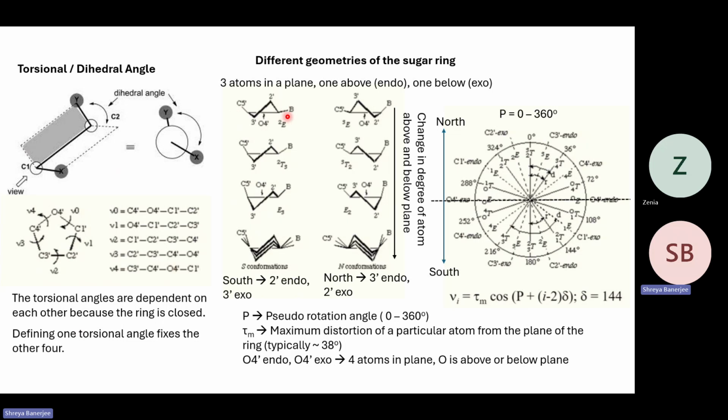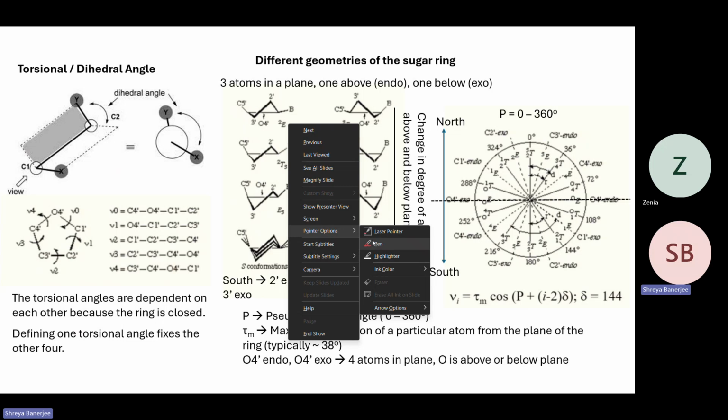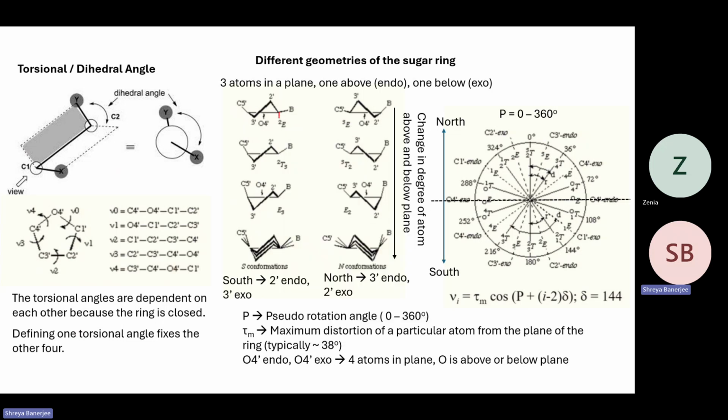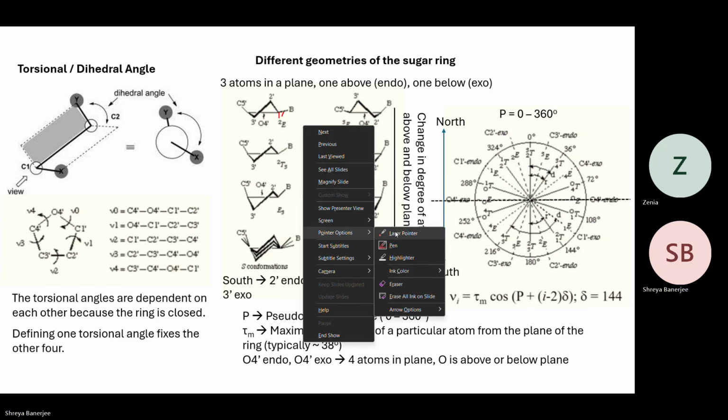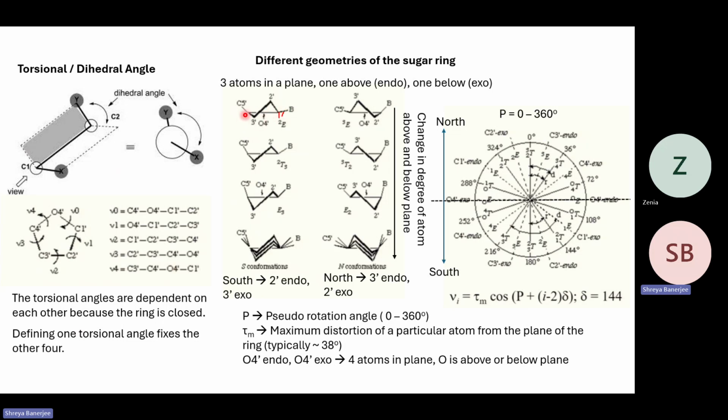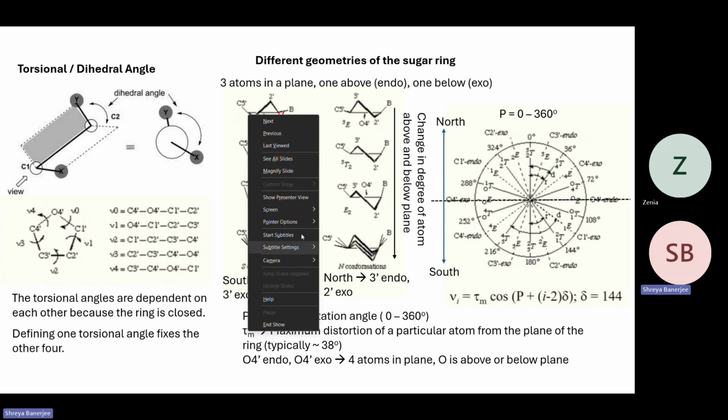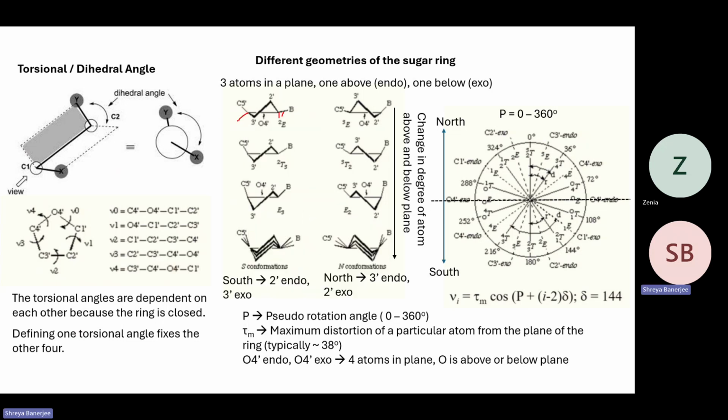So if you see here, the 5 atoms in the ring: C1 prime, O4 prime, and C4 prime are in the plane. C2 prime is above the plane, C3 prime is below the plane.